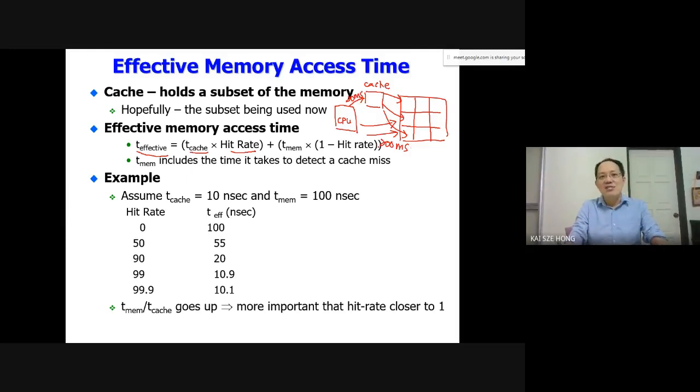So T_mem includes the time it takes to detect a cache miss. So after the miss, you come to memory and take the data, and also you have to copy this data back to the cache.